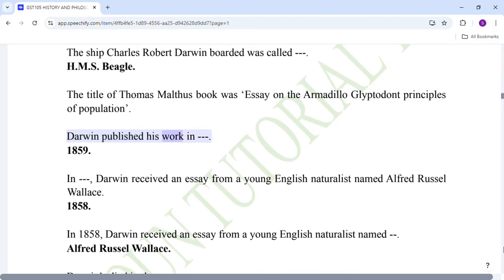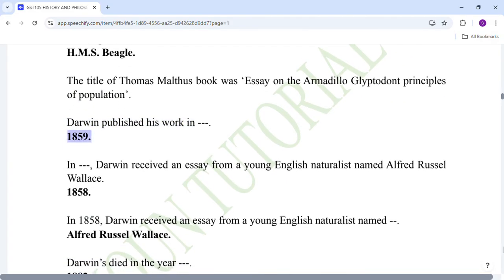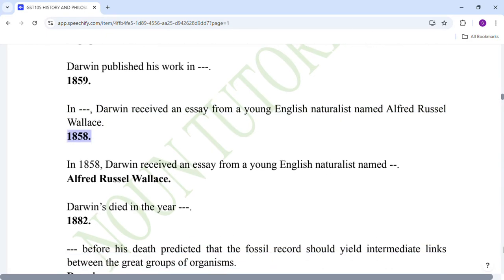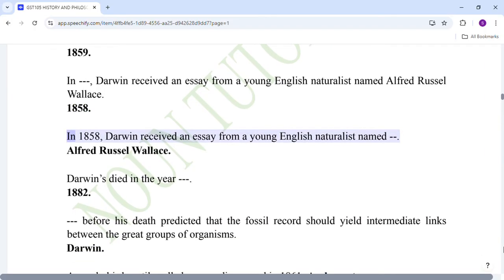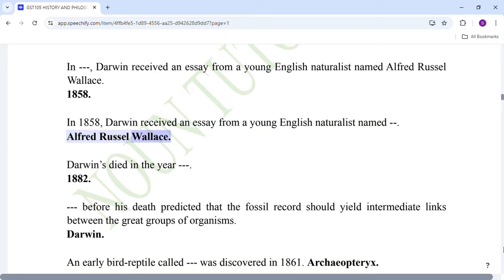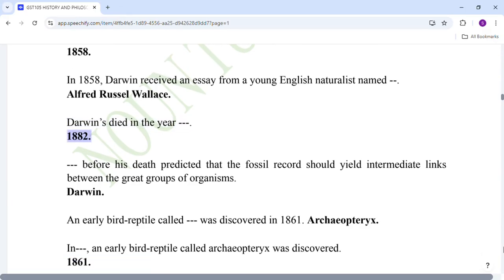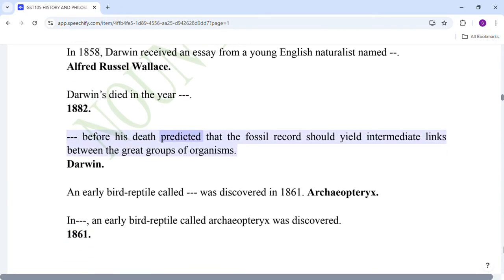Darwin published his work in 1859. In 1858, Darwin received an essay from a young English naturalist named Alfred Russel Wallace. Darwin died in the year 1882. Before his death, Darwin predicted that the fossil record should yield intermediate links between the great groups of organisms.